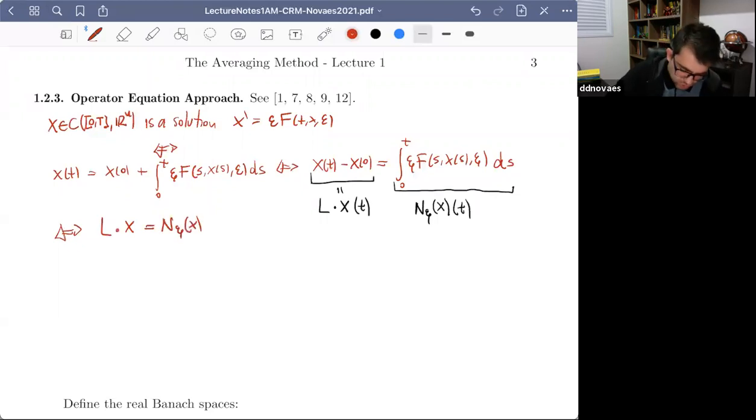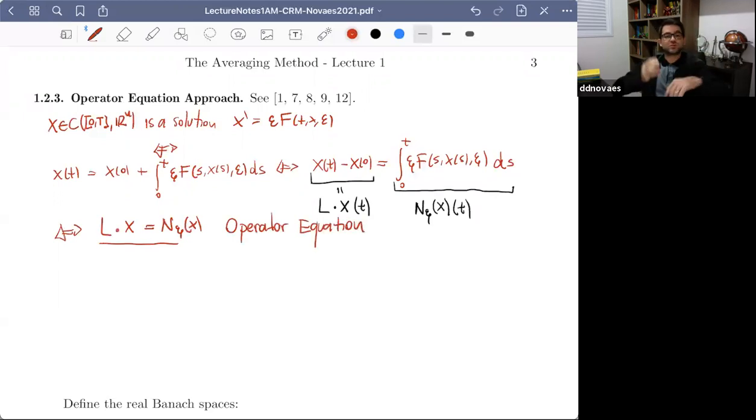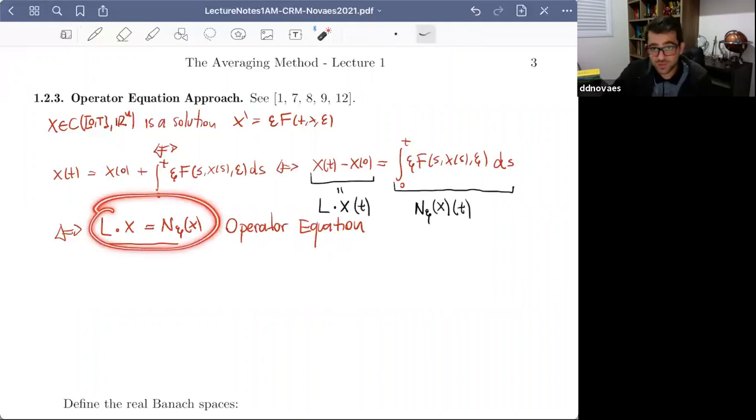Okay, so this is called an operator equation. So it's controlling when a continuous function is a solution of a differential equation. Okay, but it's not giving any information about the periodicity of the solution. It's just saying that if this happens, then x is a solution of the differential equation.